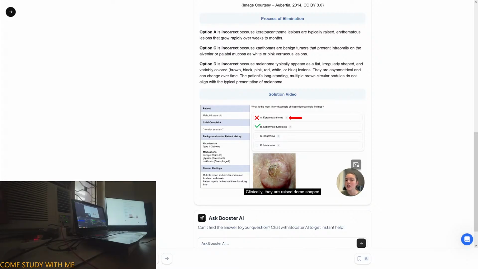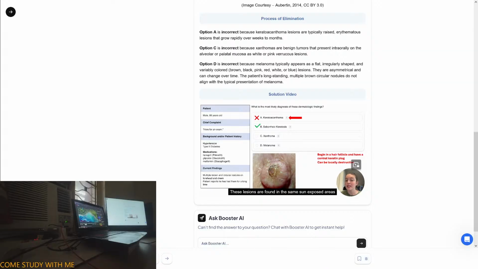Clinically, they are raised, dome-shaped, and rapidly growing with a central keratin plug. They are solitary lesions that are sharply demarcated, erythematous, or skin-colored, with a similar appearance to squamous cell carcinoma. They can be locally destructive and can cause scarring, so surgical excision is the recommended treatment. Now, how is this different, and how is this similar to our seborrheic keratosis?